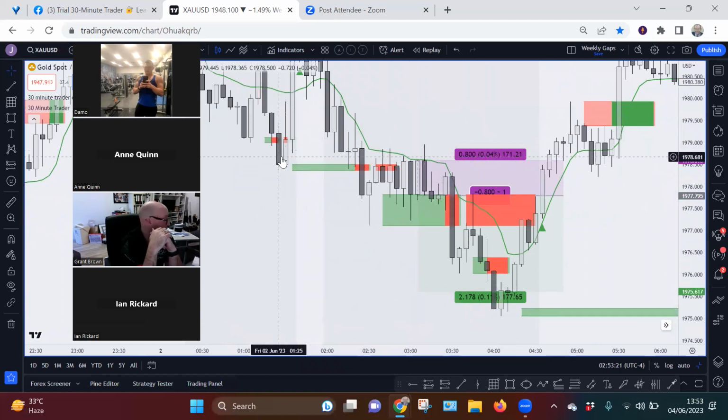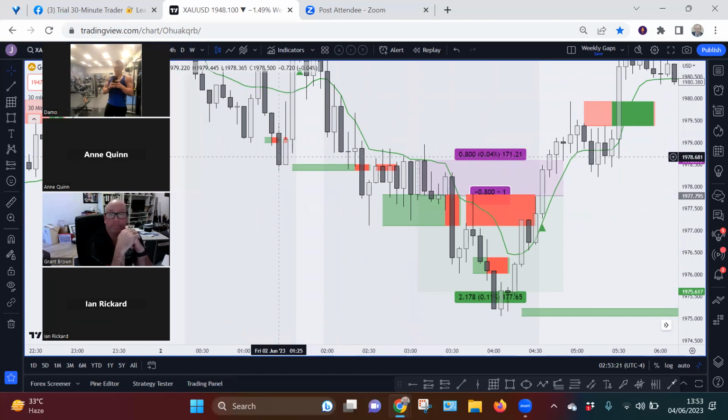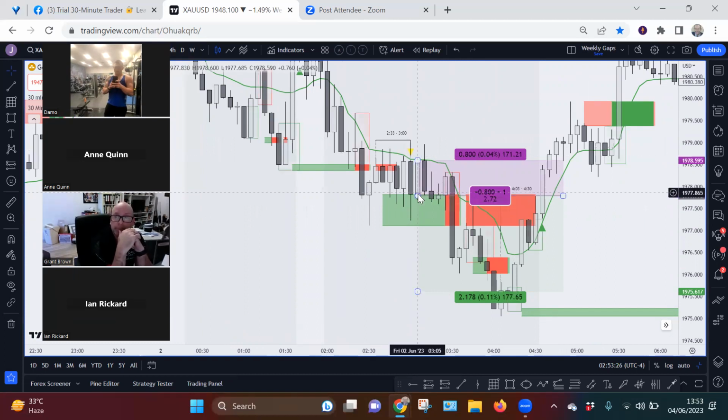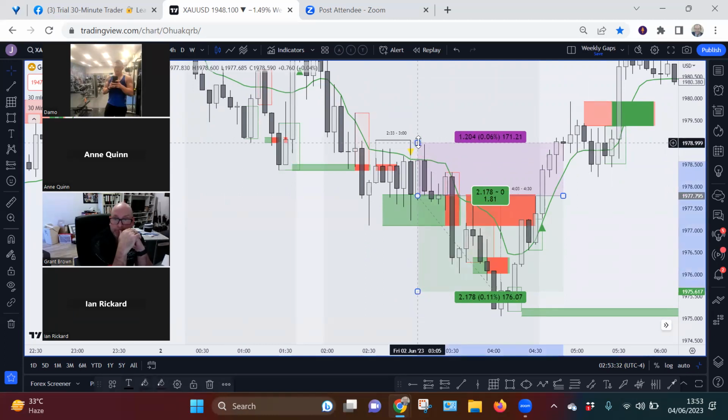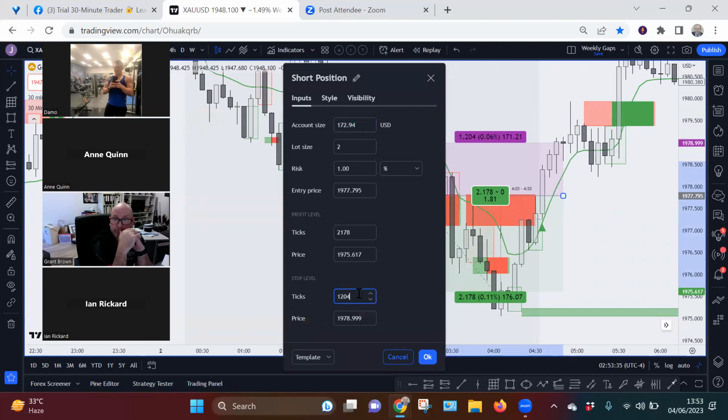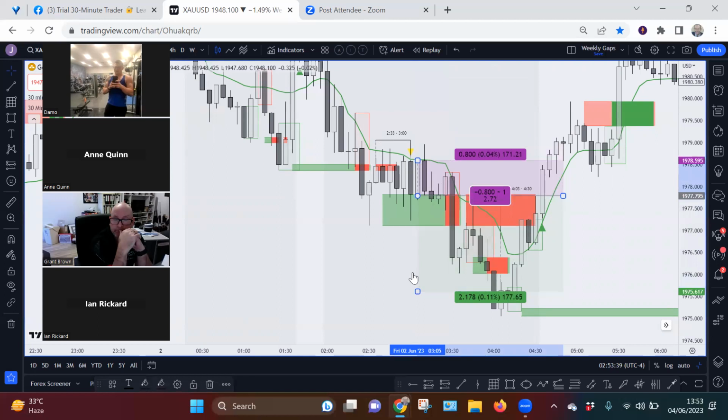Let this indicator happen again. There we go. So that's it there. Therefore, a stop loss would have to go above there. Or if we do 8 pips, you might be stopped out with that one.